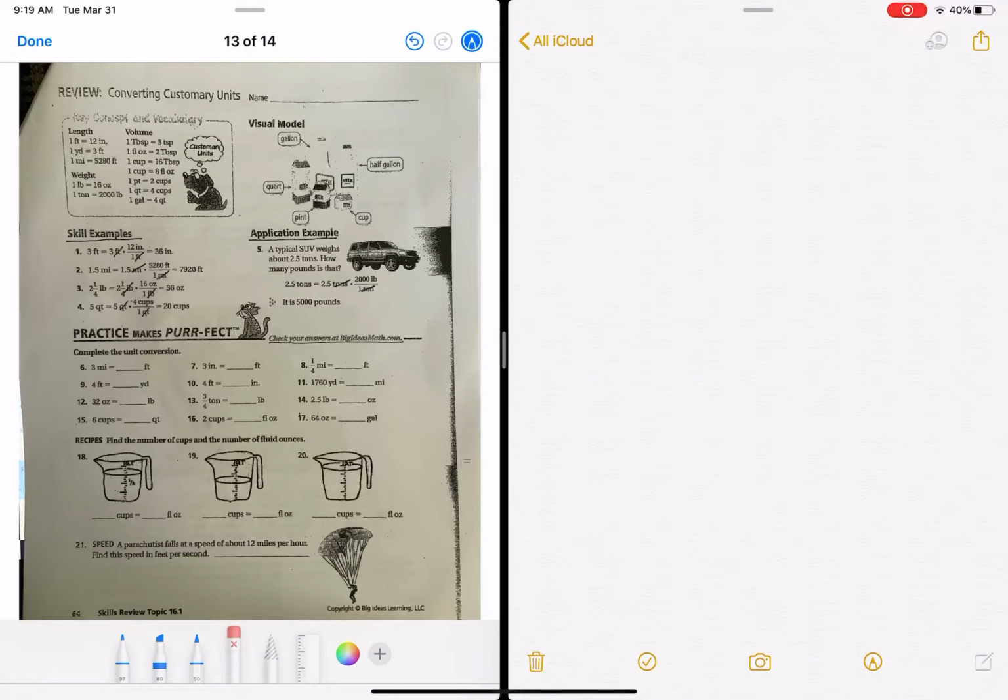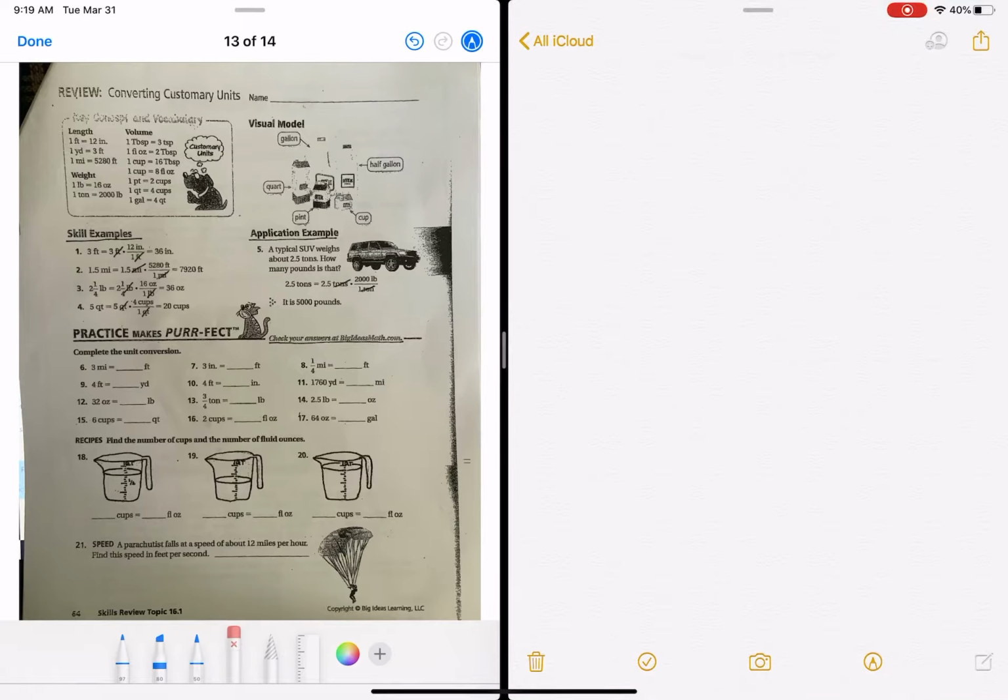This answer key will be for both 6th and 7th grade from the original snow packet. Numbers 1 through 5 are already done for you to give you examples on how to solve. And we are going to go through 6 through 21.